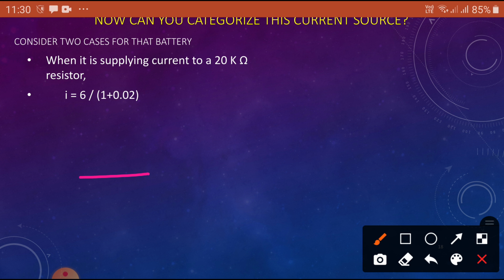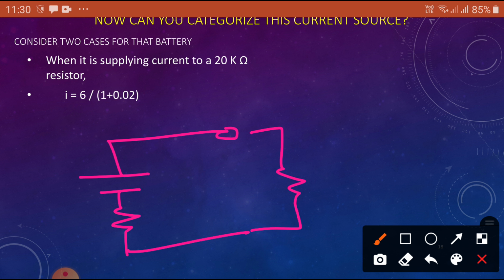This is the voltage source. Now resistance is connected here. Now the load is connected here. The load is equal to 20 kilo ohms. Then what is the 6 volts? What is this one? 1 mega ohm.